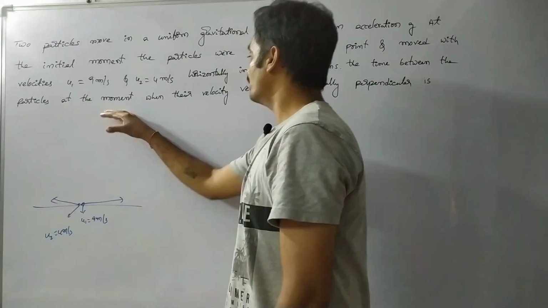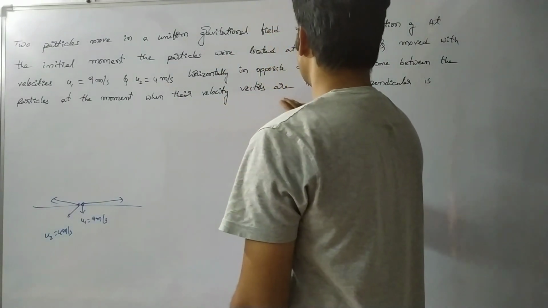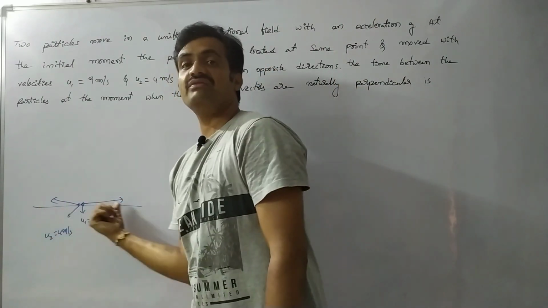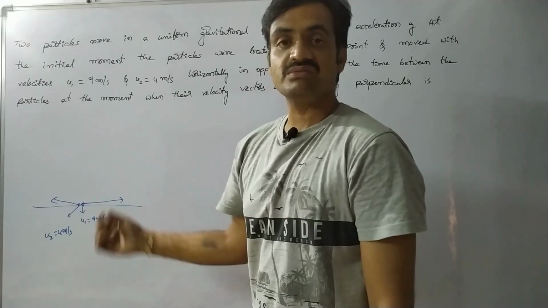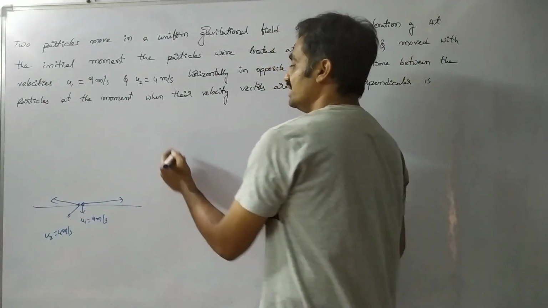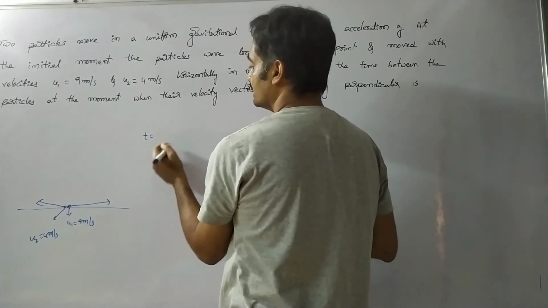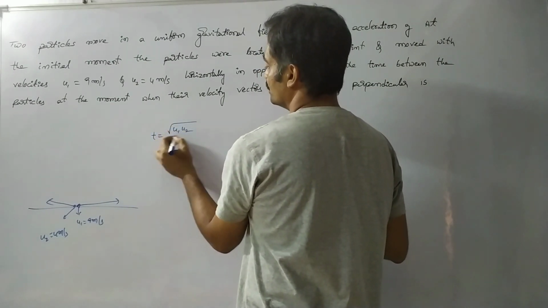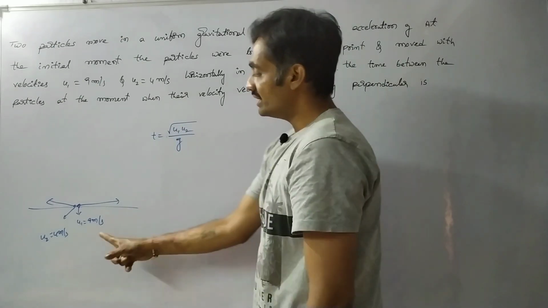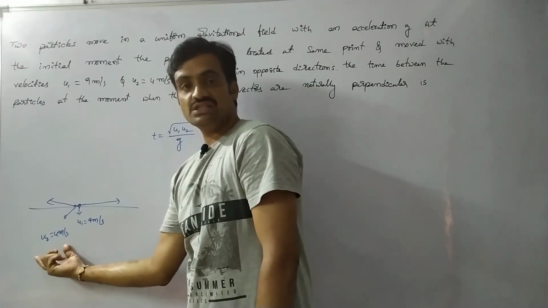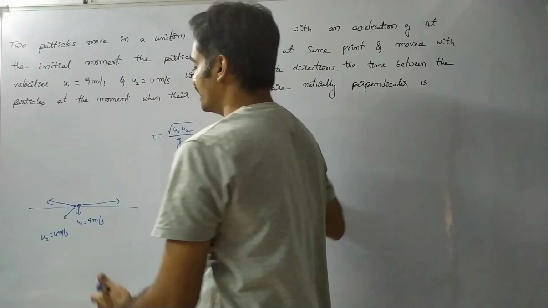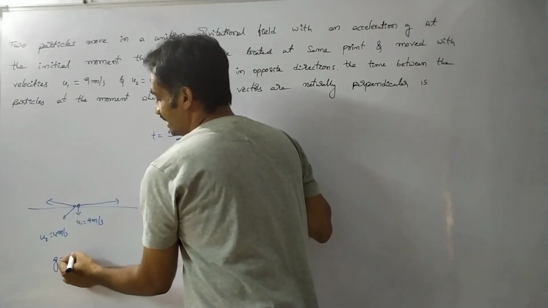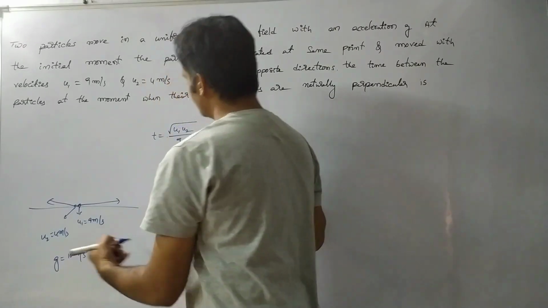Find the time between the start and the moment when their velocity vectors are mutually perpendicular. So now we have to find the time at which their velocity vectors become perpendicular. Here, the time taken for the velocity vectors to become perpendicular is the square root of u1 u2 by g, where u1 = 9 meters per second and u2 = 4 meters per second, and we know that the acceleration due to gravity is 10 meters per second squared.